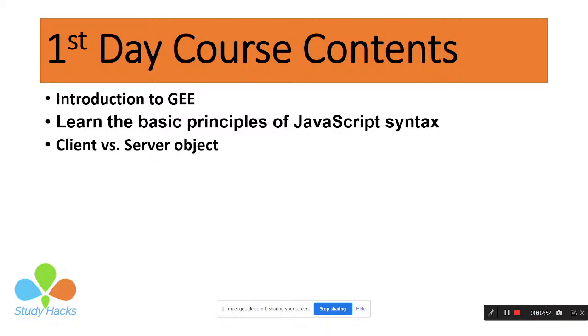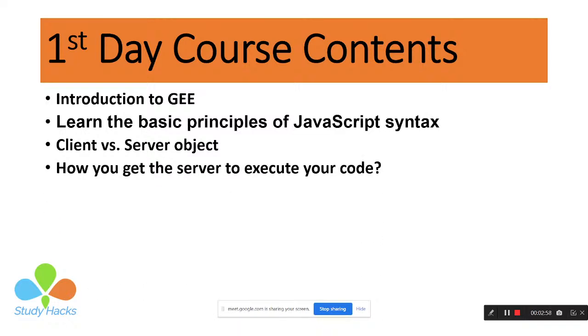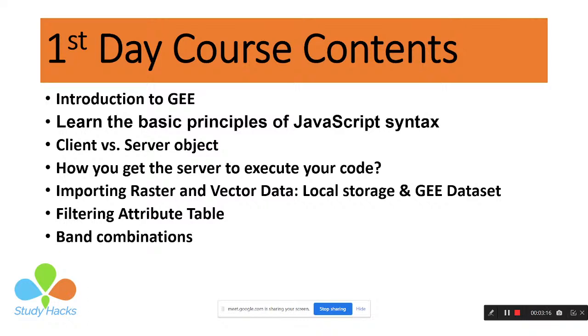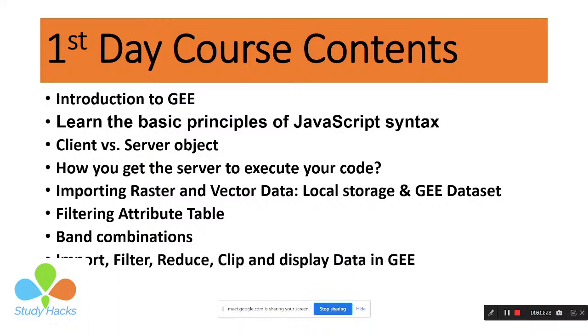Then I will also discuss the client and server side language. I will also discuss how you can get the server to execute your code, and how you can import raster and vector data from your local storage, and how you can filter the attribute table. I will also discuss band combinations, for example, how you can make different types of band combination, false color, true color, or other band combinations, using the Google Earth Engine platform, and how you can filter, import, reduce, clip, and display the data on the Google Earth Engine platform.